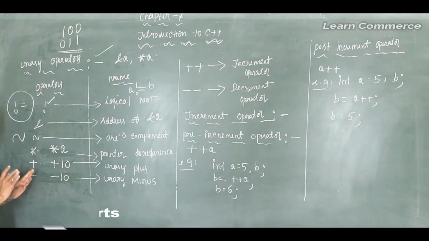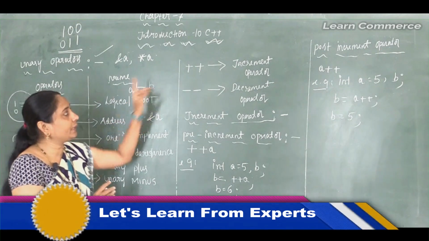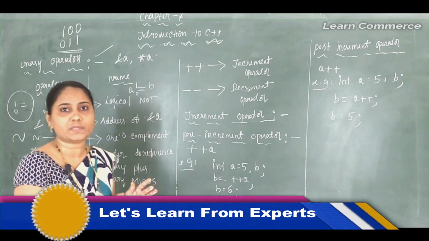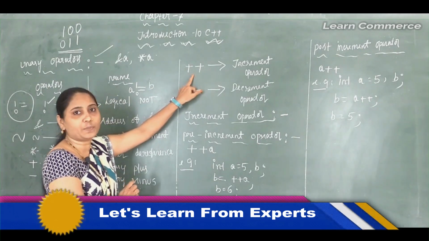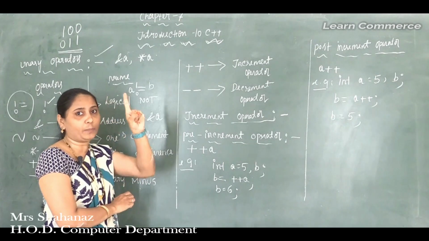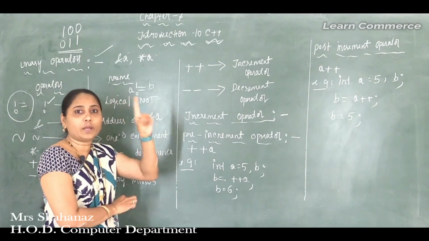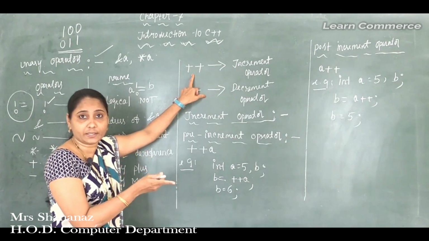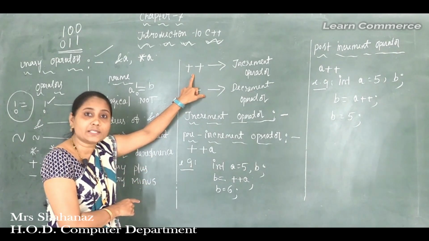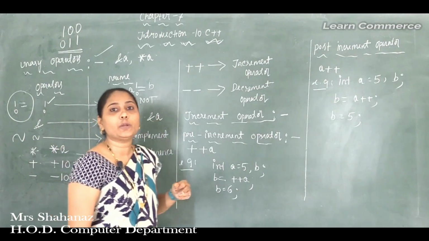Okay, after completing that, now let's look at the other two operators that also come under the unary operators, that are the plus plus. Before this I used just one plus, correct? Now I am going to tell the double plus here, plus plus in this case. We can say this operator is called the increment operator.